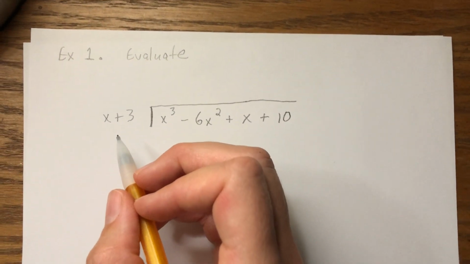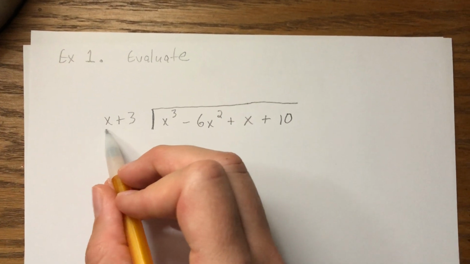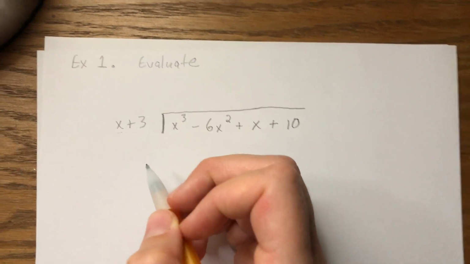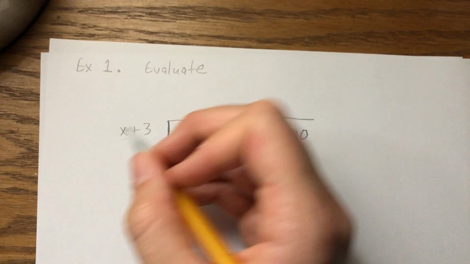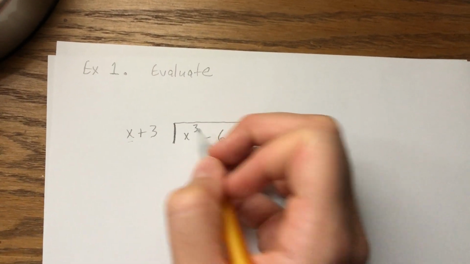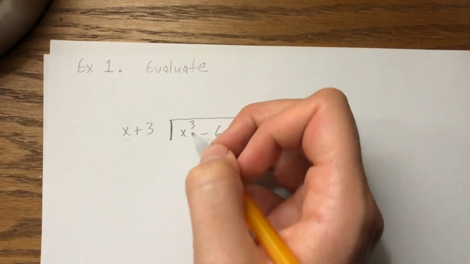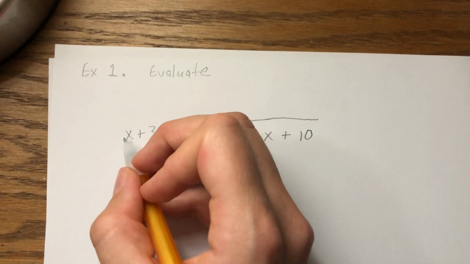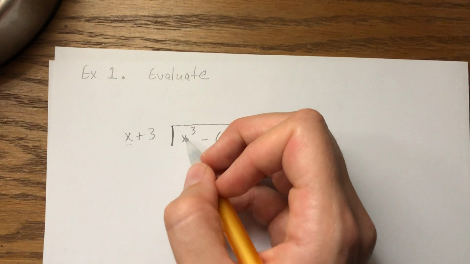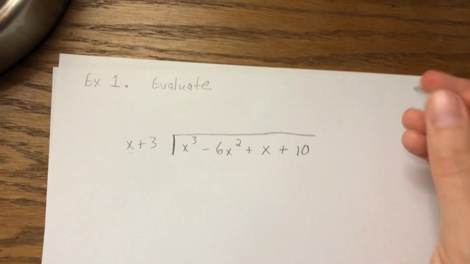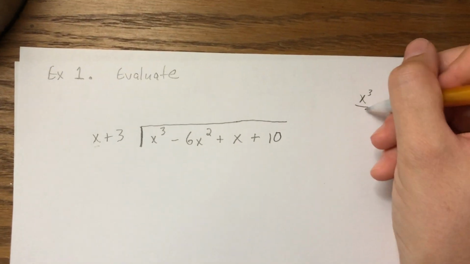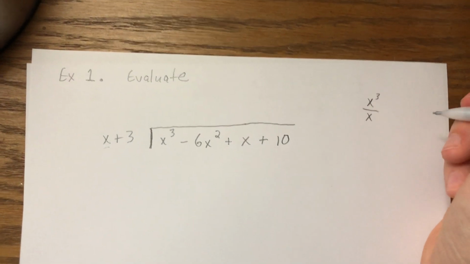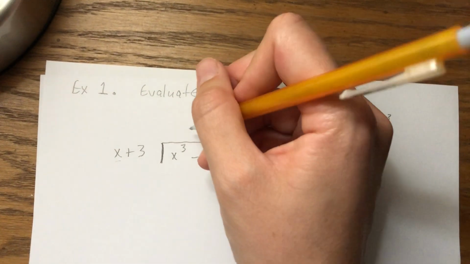So what I'm going to do is start with the term to the very left of my divisor. How many times does x go into x cubed? Basically, how many times could I multiply x times x times x to get x cubed? Or think about if I took x cubed and divided it by x, what would be left? It would be x squared.